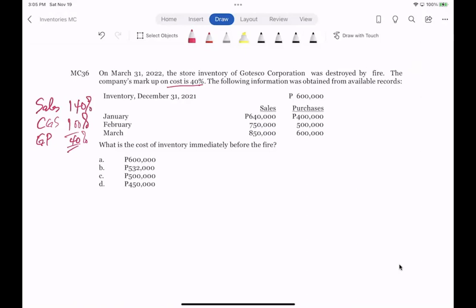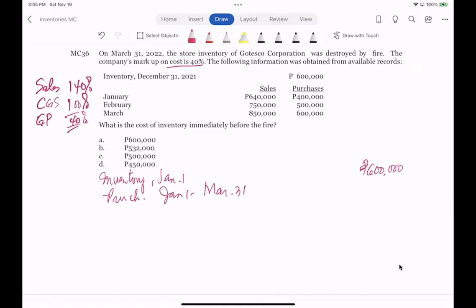The following information was obtained from available records. So we have inventory January 1. We have 600,000. Add purchases from January 1 to March 31, immediately before the fire. So that is total of 400 plus 500 plus 600. So that's 1,500,000. Therefore, our total goods available for sale is 2,100,000.